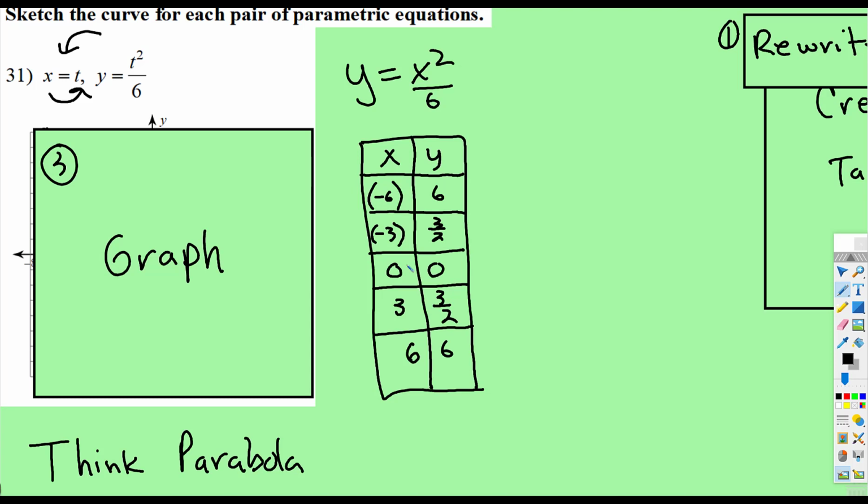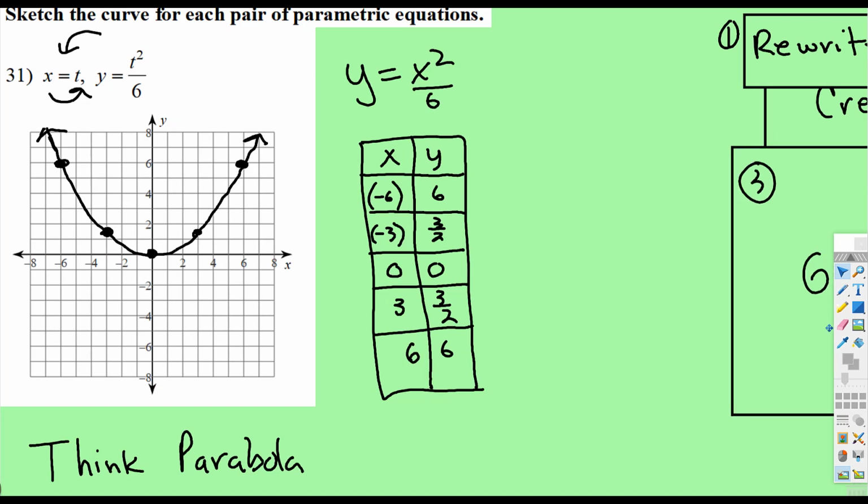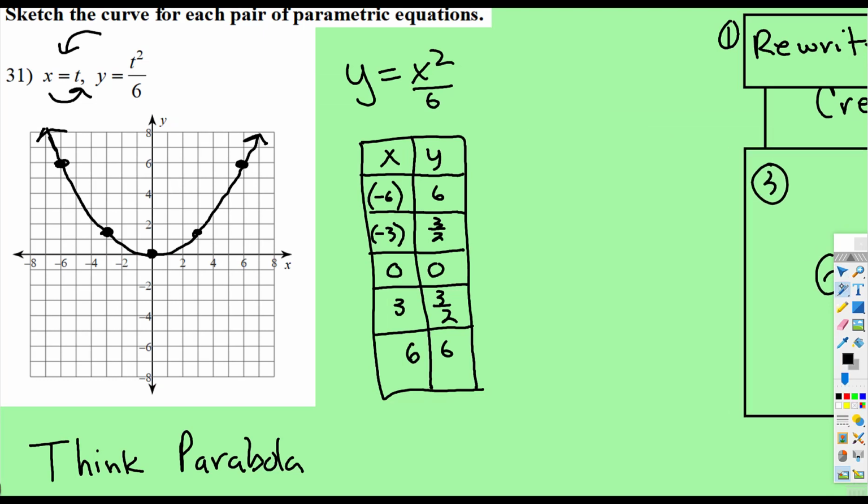0 squared divided by 6 is still 0. And then you've got the positive versions of the negatives, because a negative squared is positive. So that opposite value squared, the y values will be the same. And now you've got 5 coordinate points to just plot on a graph, and voila, you're done.